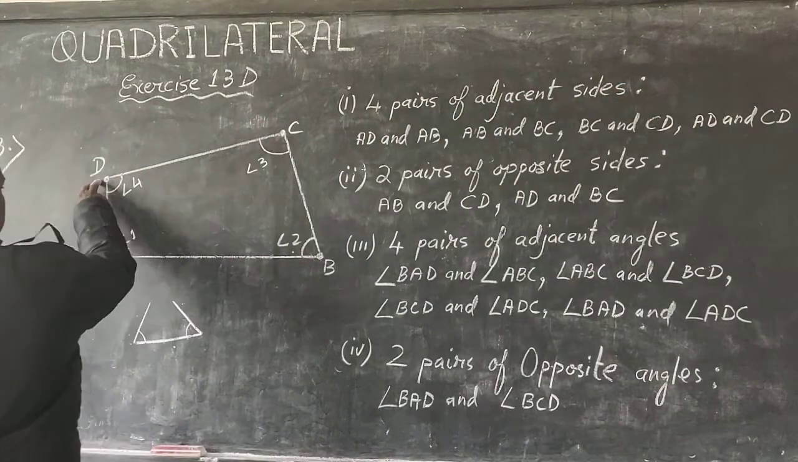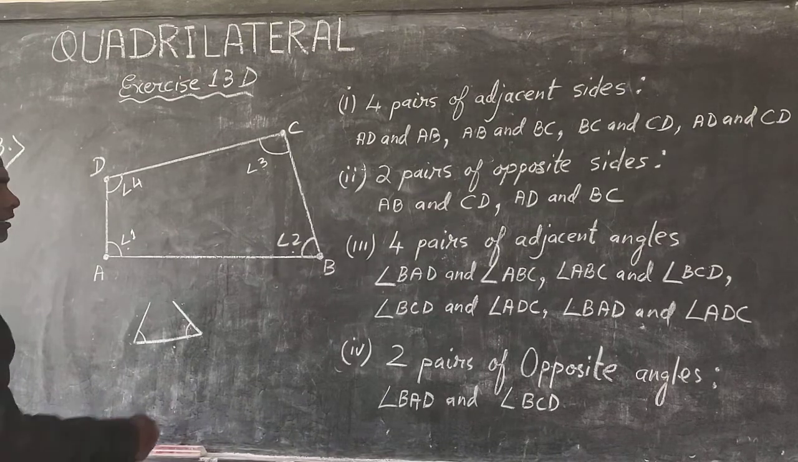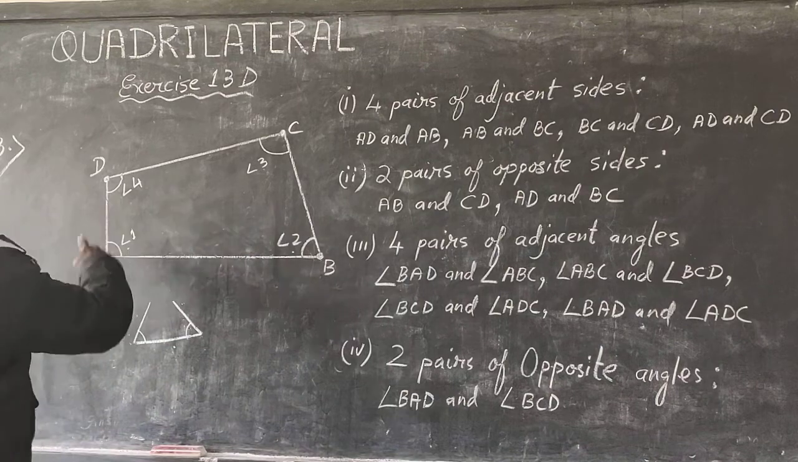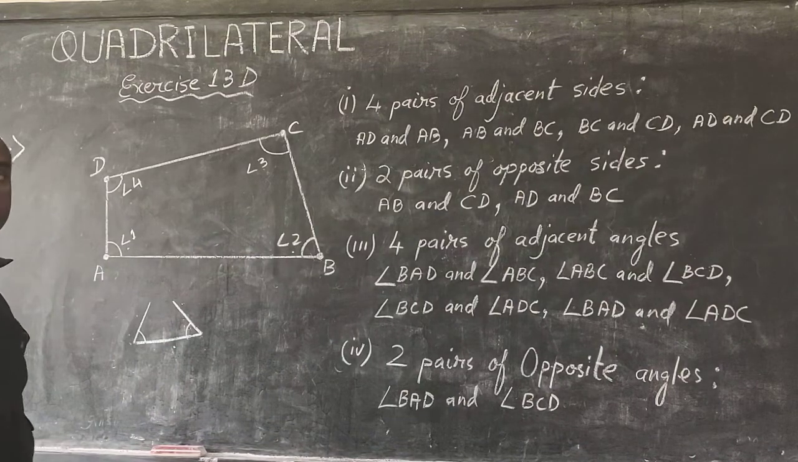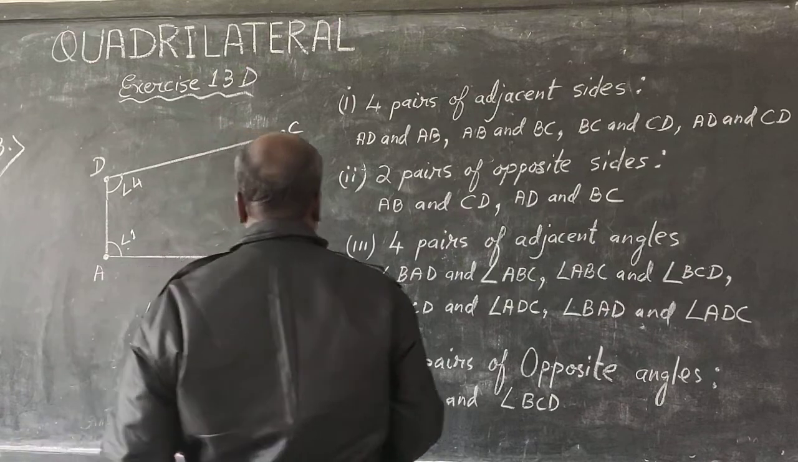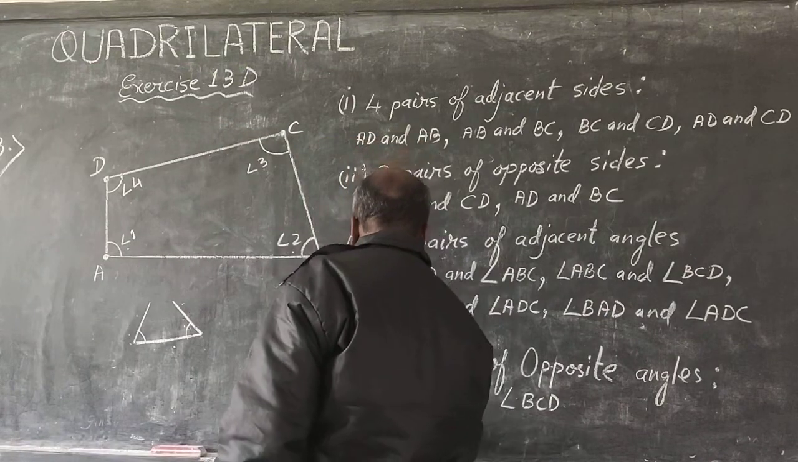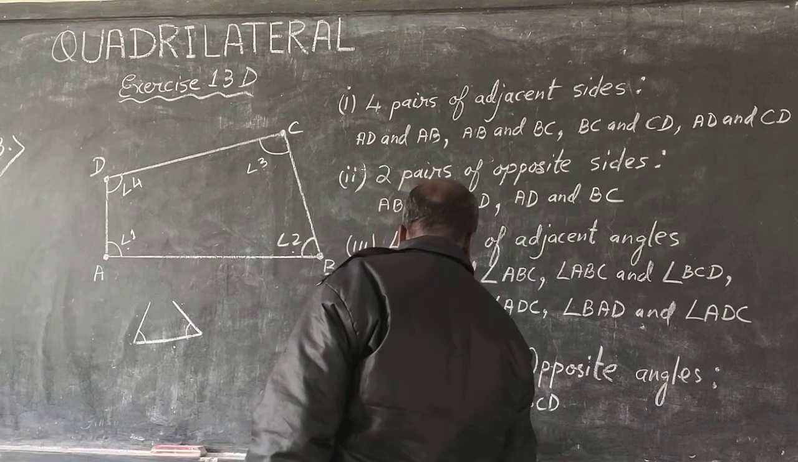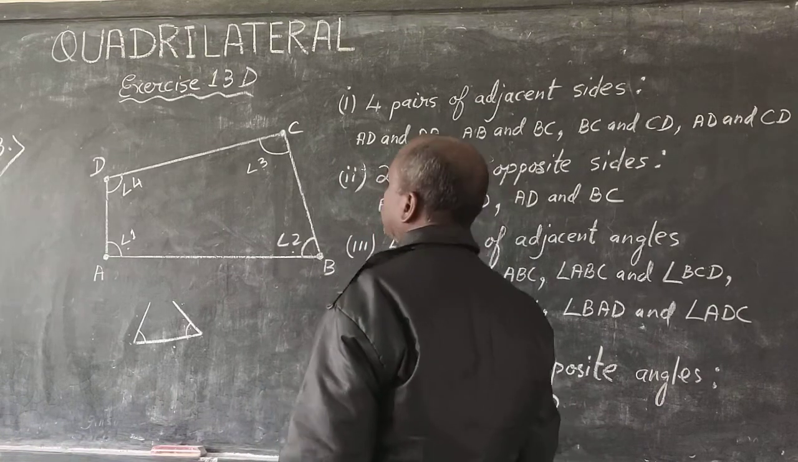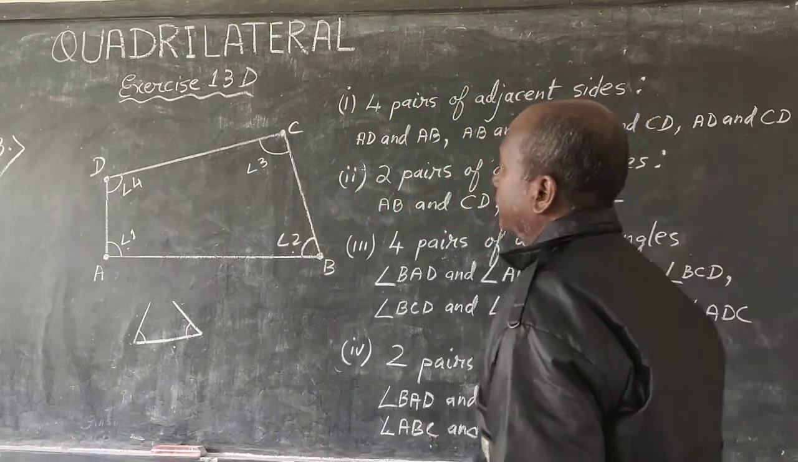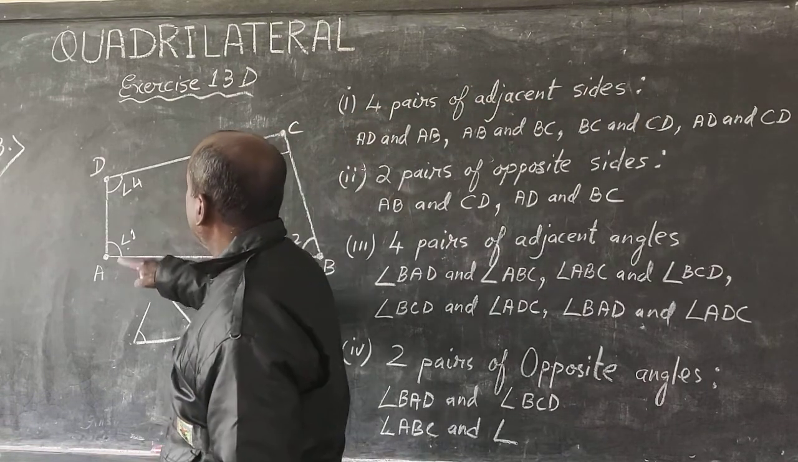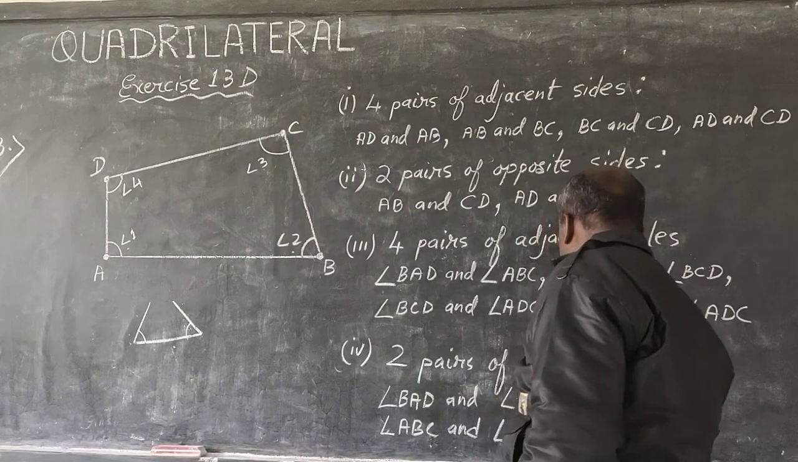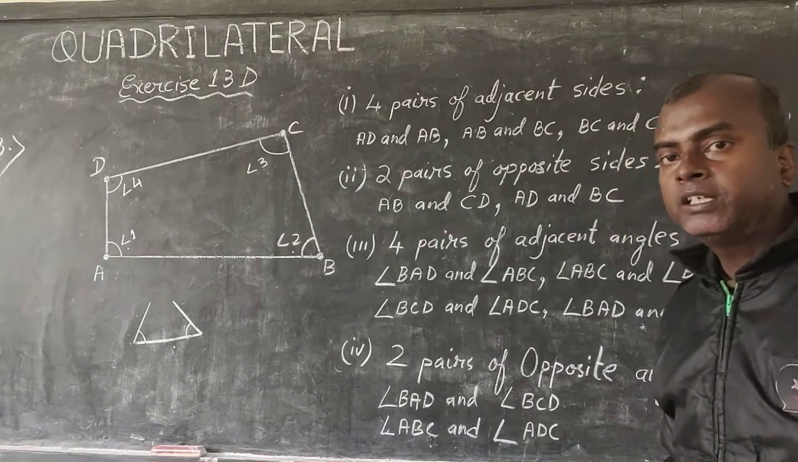See, vertex B and vertex D, they are opposite vertices. So angles with vertex B and angle with vertex D, that is angle 2 and angle 4, they are opposite angles. So what is the full name of angle B? Angle ABC. And what's the full name of angle D? Angle 4 with vertex D, angle ADC. So two pairs of opposite angles are there in this figure.